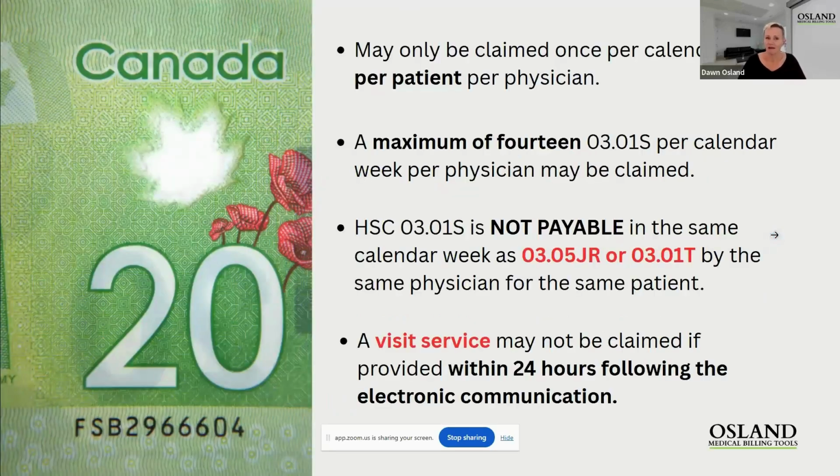And each time that you bill for an email, it is worth $20. I know that doesn't sound like a lot, but over time it does add up. Now, there are a few caveats to billing with it. It can only be claimed once per week per physician per patient to a maximum of 14 email claims per week for that physician.